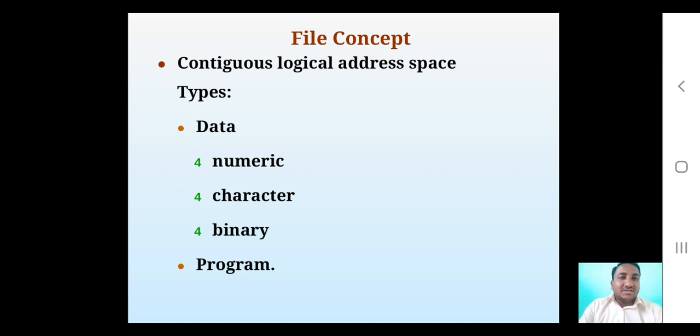So it is a sort of contiguous logical address space which is likely to get stored on the secondary storage device. We call a set of instructions grouped together and given a specific label a type of file.